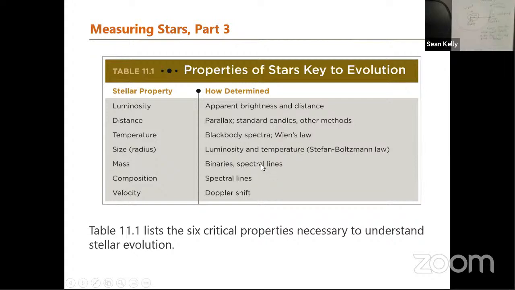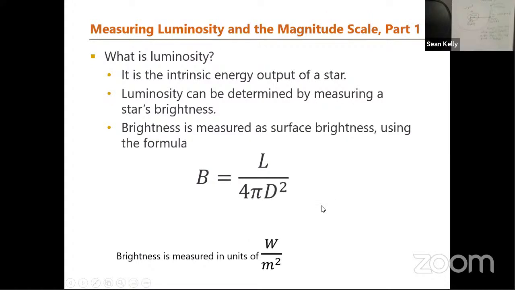With binaries, we're going to see spectral lines changing from blue shift to red shift and back again. And then composition, we look at our absorption spectra. And to measure velocity, again, we're going to go back to our Doppler effect. So we're going to go through this together, so don't worry if you don't know what this is. But let's go ahead and start off.